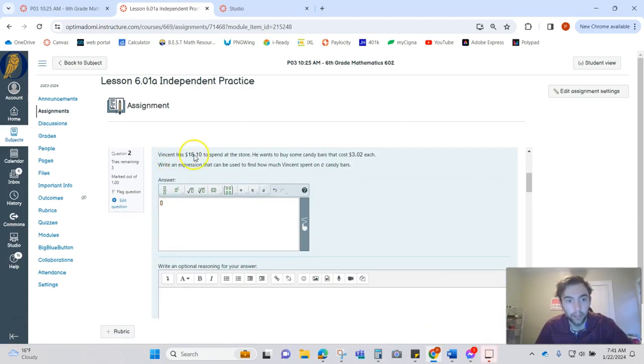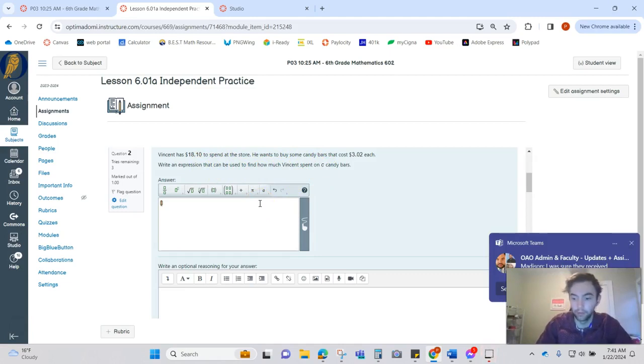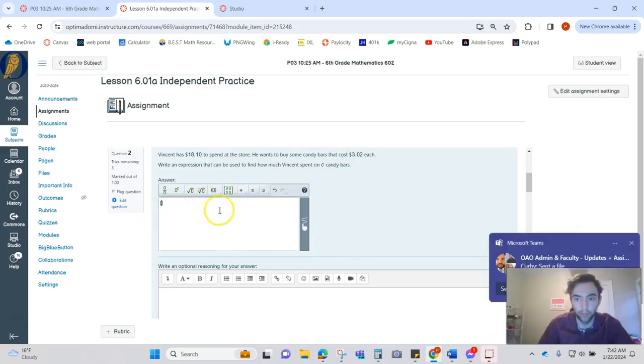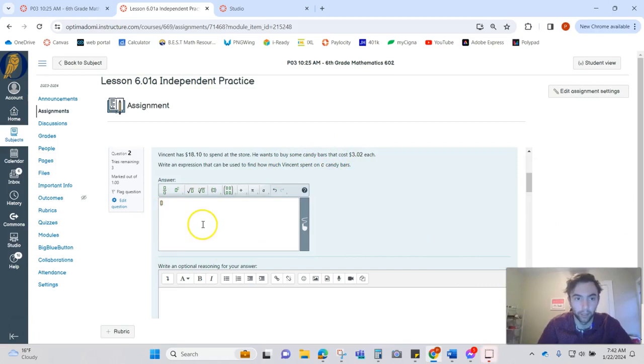Question 2. Vincent has $18.10 to spend at the store. He wants to buy some candy bars that cost that much each. Write an expression, write a number sentence that can be used to find how much Vincent spent on C, candy bars. So we don't know how many candy bars, but we do know the letter will be C. Vincent has that much to start at the store. He wants to buy candy bars that cost that much each. So I have to look for vocab words. I have to think about what is happening in this story.